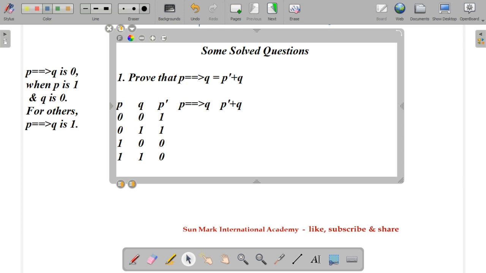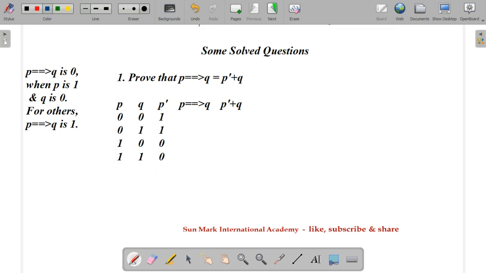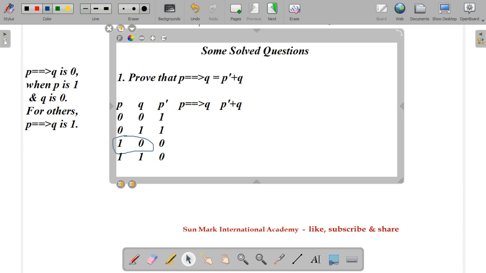Next, P implies Q. In the previous video we discussed the conditional statement, the formula used for it, and the rules for writing the truth table of P implies Q. Just remember that P implies Q is 0 when P is 1 and Q is 0. For others, P implies Q is 1. So wherever P is 1 and Q is 0, P implies Q is 0. For all others, it is 1. So we write 1, 0, 1, 1.